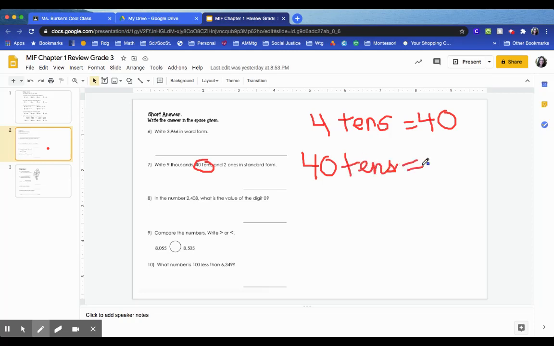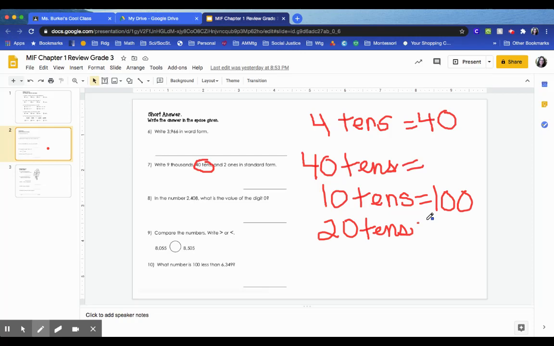Okay. Well, guys, how much is 10 tens? 10, 20, 30, 40, 50, 60, 70, 80, 90, 100, right? So 10 tens is 100, which would mean 20 tens would be 200. 30 tens would be 300.